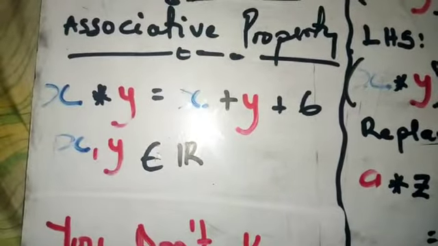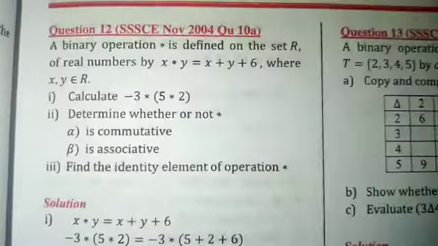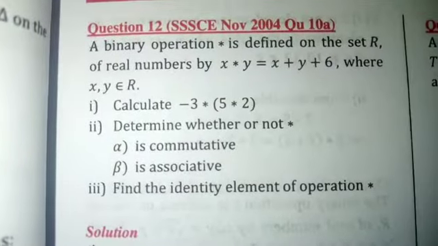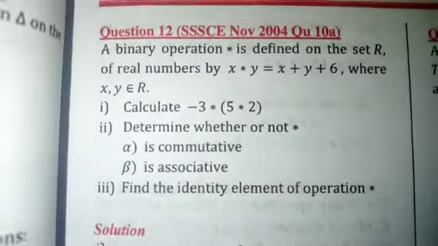So this is the question. By the way, this is the book that I'm using. So let's check the question first. So here's the question. Can you see that? That's a binary operation defined on a set whereby you have the operation.